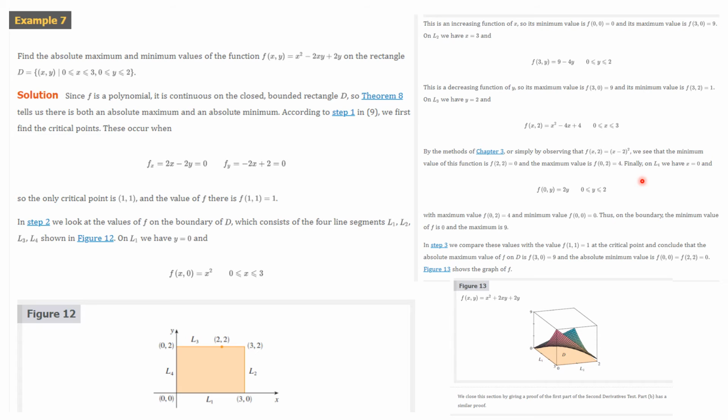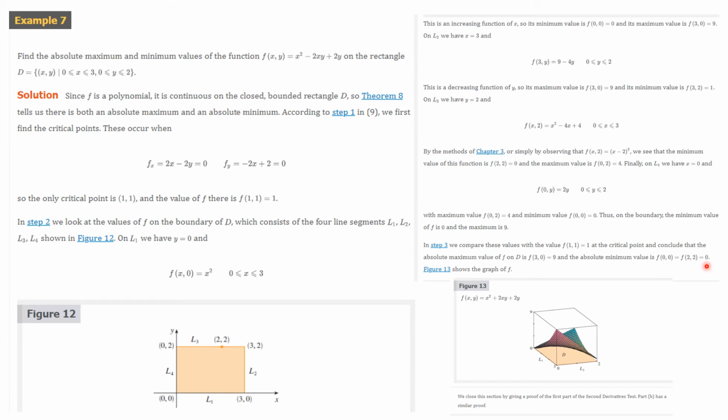And finally on L4, we have x is equal to 0, and we have this. And again, we're on a closed set, so the maximum value here is 4, and the minimum value is 0. So that tells us about the boundaries. So now we combine these results, and we can conclude that the absolute maximum value of f on D is f(3,0) = 9, and the absolute minimum is f(0,0), which is the same as f(2,2), equal to 0.